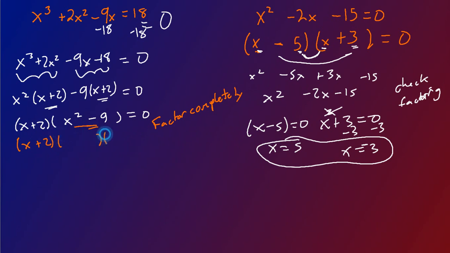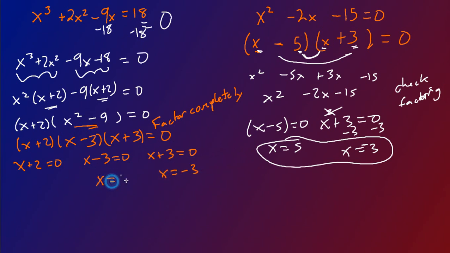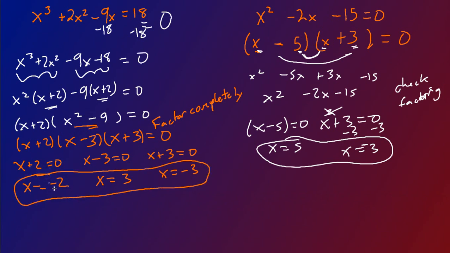I'll split it into two groups. x and x will give me x squared, and this is the difference of squares, so 3 and negative 3. Alright, so that means x plus 2 equals 0, x minus 3 equals 0, and x plus 3 equals 0. So x equals negative 3, x equals 3, and x equals negative 2. So those are all solutions of this, and let's just take a look. So remember those: negative 2, negative 3, and 3.